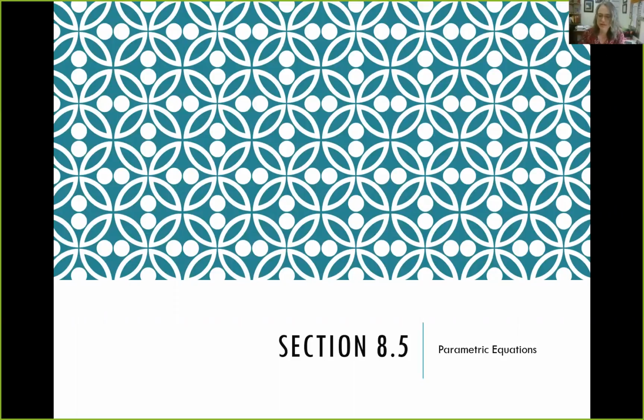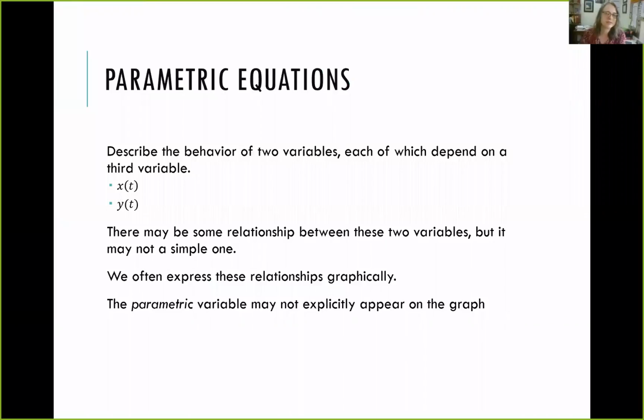Now, parametric equations are a way to describe more complex relationships than can be described as just one variable as a function of another variable. We use parametric equations when, for whatever reason, we need to look at the behavior of two different variables that are somehow related to one another, but are both also independently related to a third variable.